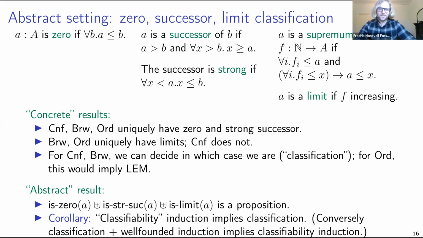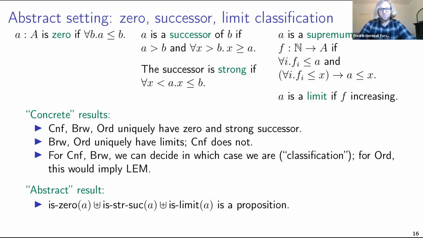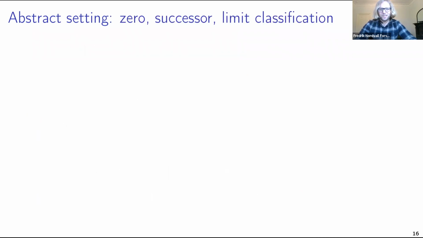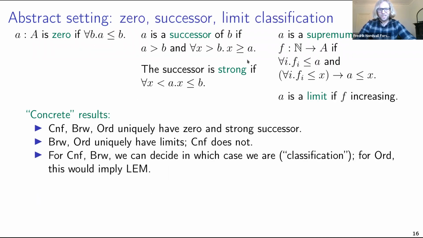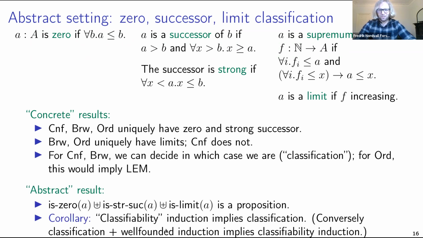Right? And this is in the abstract setting, so it doesn't talk specifically about CNFs or Brouwer or HoTT book ordinals. It's just the fact that from these previous axioms about the order and these definitions of what it means to be a zero, successor, or limit, you can show these things.